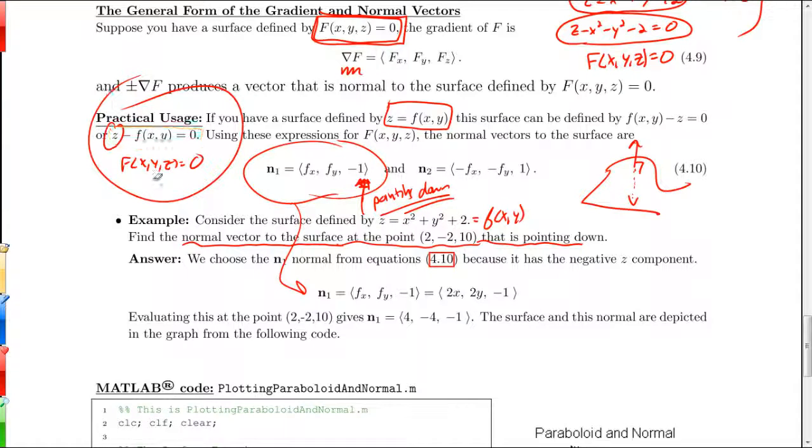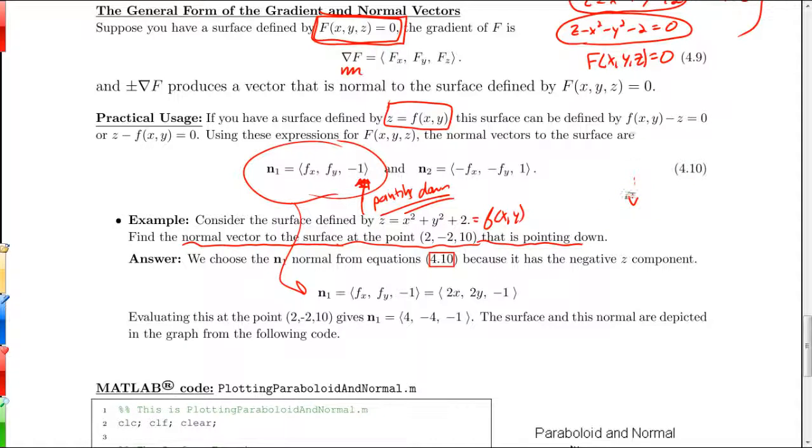Okay, and so it's really quite easy. Now all I have to do, let me clean this up. It's getting a little messy over here. I don't like all that. Right, so my function, f of x, y, is just x squared plus y squared plus 2.